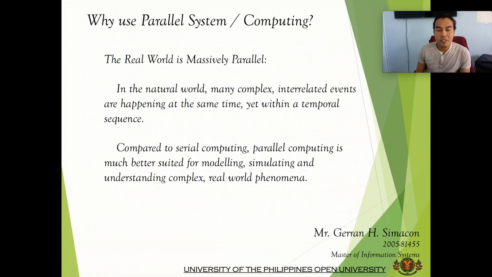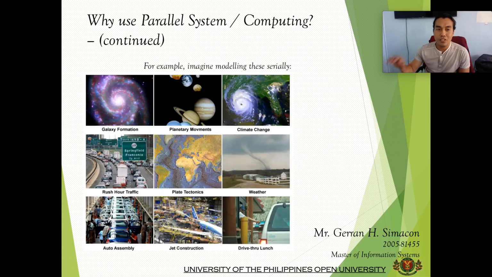So why use parallel systems or computing? The real world is massively parallel. In the natural world, many complex interrelated events are happening at the same time, yet within a temporal sequence. Compared to serial computing, parallel computing is much better suited for modeling, simulating and understanding complex real-world phenomena. For example, we cannot imagine modeling galaxy information, planetary movements, climate change, weather, plate tectonics, rush hour traffic, auto assembly, jet construction, or a drive-through lunch using serial computing, right?